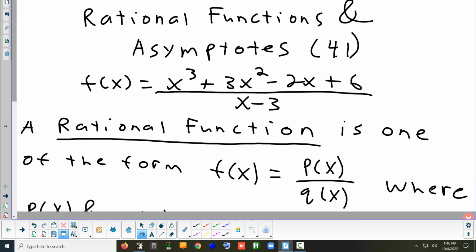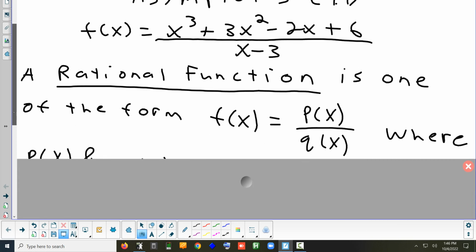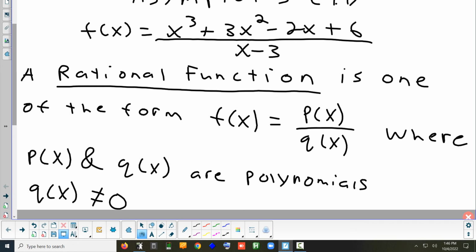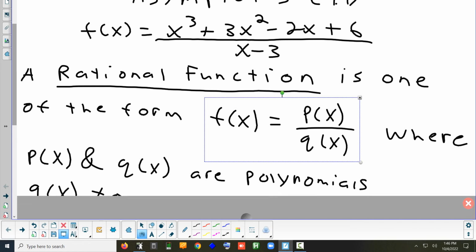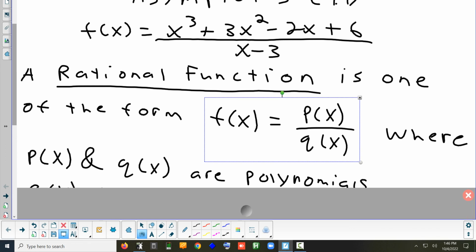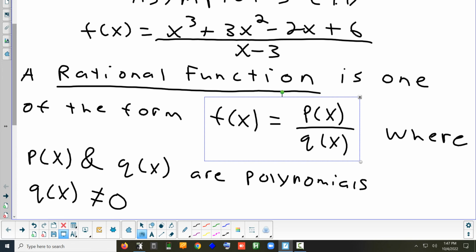So a rational function is one that you can write as a fraction, where the top and the bottom are both polynomials. There's only one restriction on the bottom, and this is the same restriction on any fraction. What is in the bottom cannot equal what? What can you never put in the bottom? Yeah? Zero. So the polynomial that's in the bottom cannot be 0.